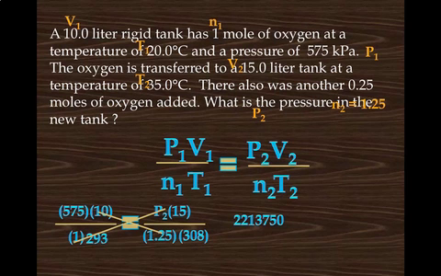2,213,750. I can do the same on the other side: 1 times 293 times P2 times 15. And I get 4,395 times P2. And then I can just divide to get my pressure, and I get 504 kilopascals.